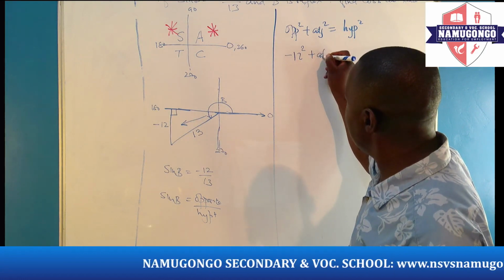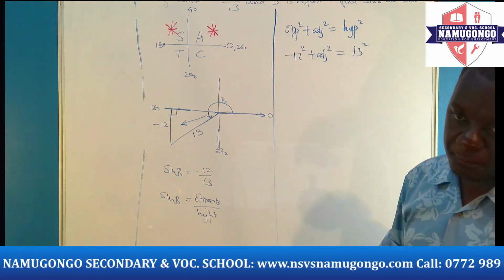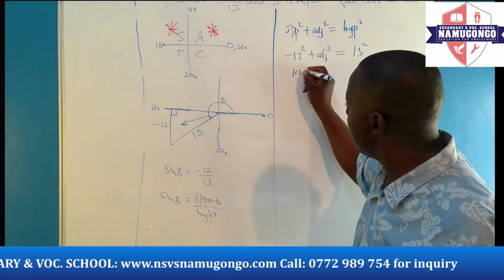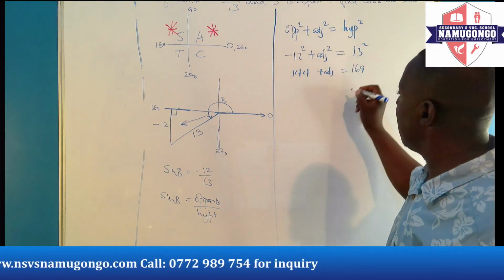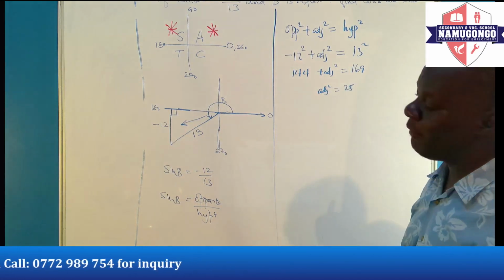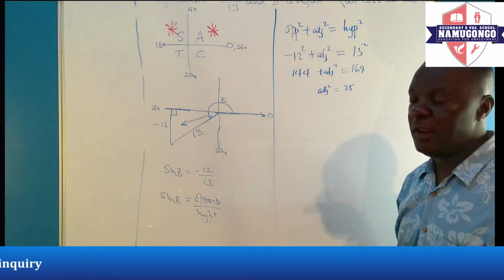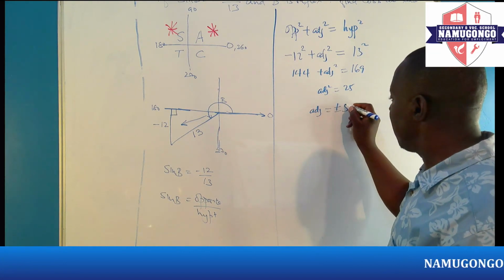My adjacent is what I'm looking for. My hypotenuse, 13. Now, when you square a negative, you get a positive. That's the adjacent squared, which is 169. We get our adjacent squared as 25. When a positive crosses the equal sign, it becomes a negative. So I'll get my adjacent as plus or minus 5.